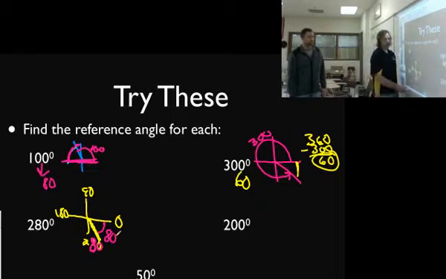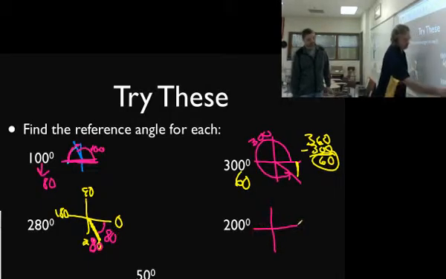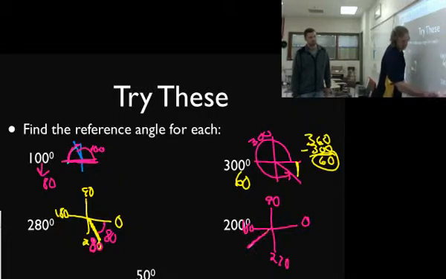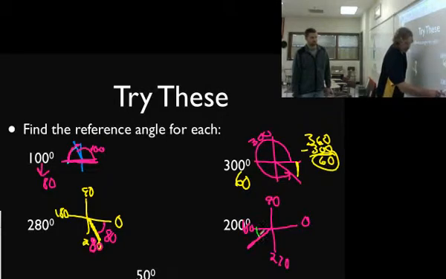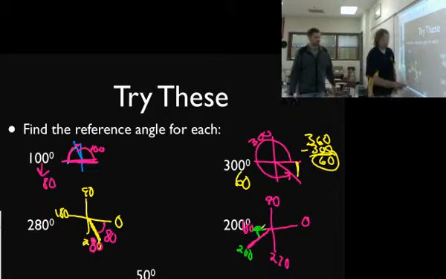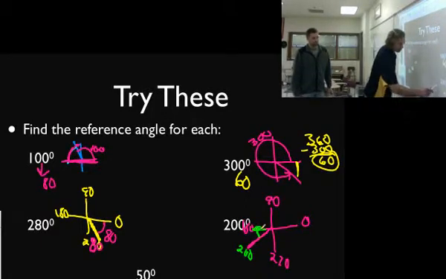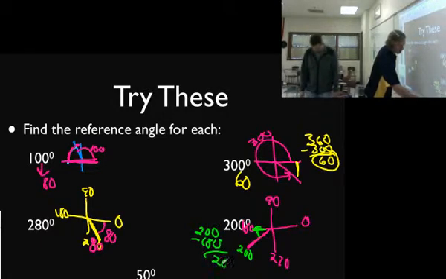All right. 200 degrees, 0, 90, 180, 270. So 200 is in the third quadrant. And how far is it to the x-axis? Well, if this is 200 and this is 180 up here, I'm going to say it's 20. Okay, so 200 minus 180 is 20.